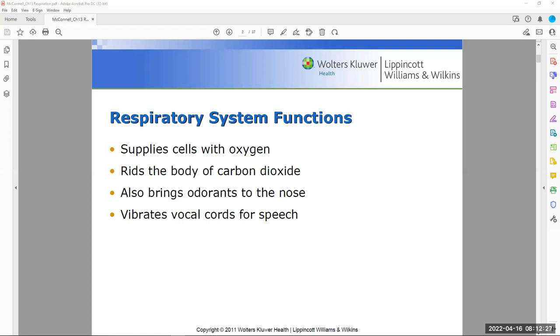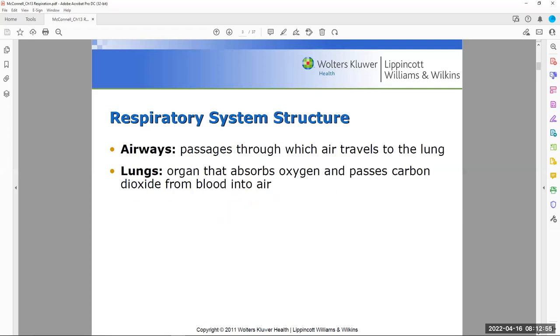And of course, the respiratory system is important because it vibrates vocal cords for speech. And in terms of that movement of air, the epiglottis is very critical in directing the air down the trachea such that it passes over the vocal cords so that you could get speech being given off by the individual. All right, so the respiratory system has airways, and these airways ultimately go down to the lungs.